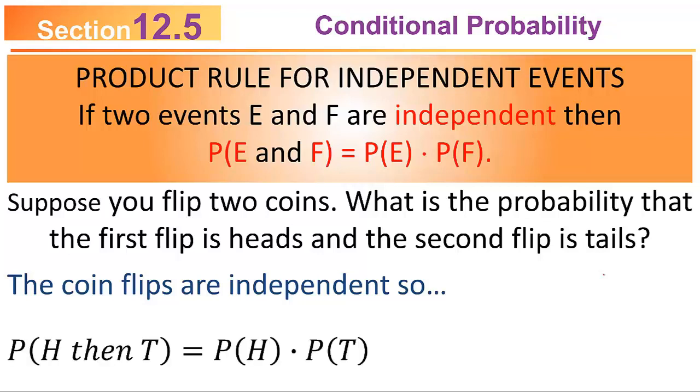So that tells me that the probability I get a head and then a tail is simply the probability I get a head times the probability I get a tail, because that's what the product rule for independent events says. Well, the probability I get a head is 1/2. The probability I get a tail is 1/2. So the probability I get a head followed by a tail is 1/4. A half times a half. That's the product rule for independent events.